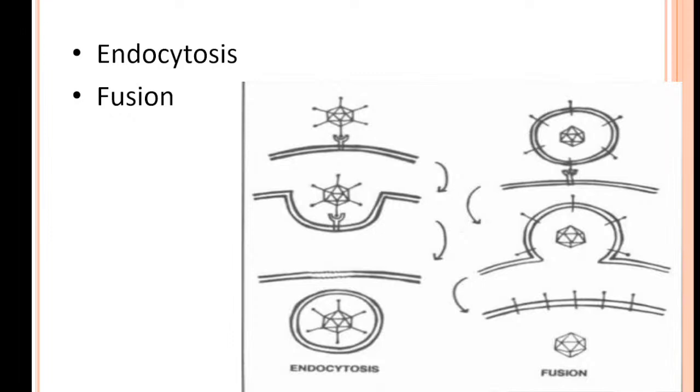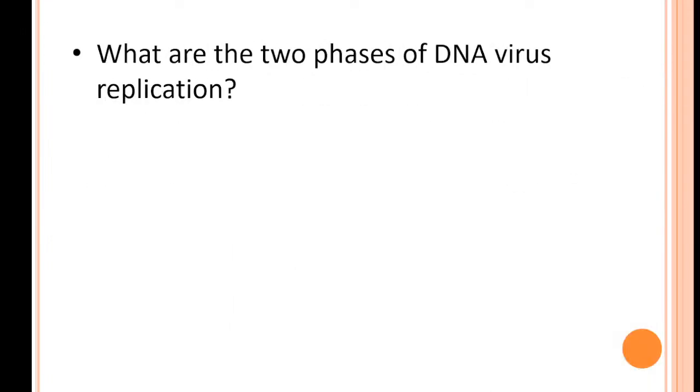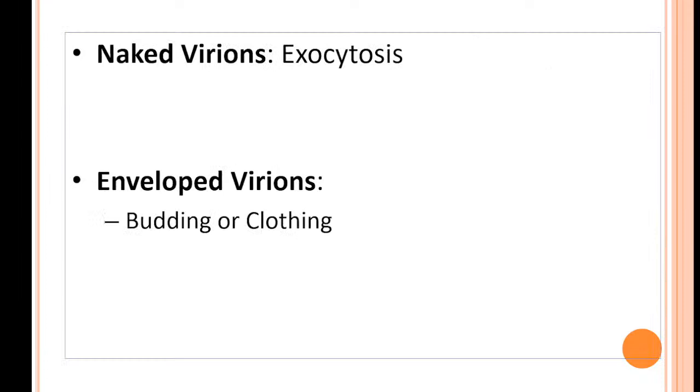Before we discuss it, basically the answer to this question is almost always similar to this one. Okay, so which do you think is much more dangerous for the cell? Budding or exocytosis?